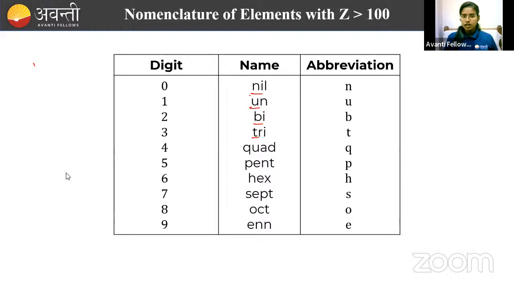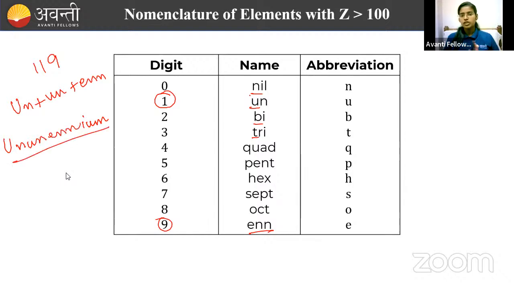So now what was the element? It was 119. Now start from 1. For 1, what we have to use? Un. And the next digit also 1 only, so again I have to use un. And the third digit is 9. For 9, what I have to use? Enn. So these are the root words, and we have to use a suffix also. The suffix is ium. So what is the name? Ununennium is the name of the element.